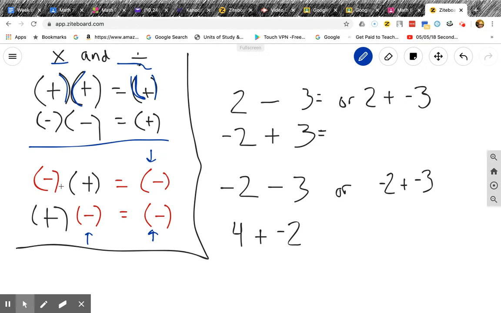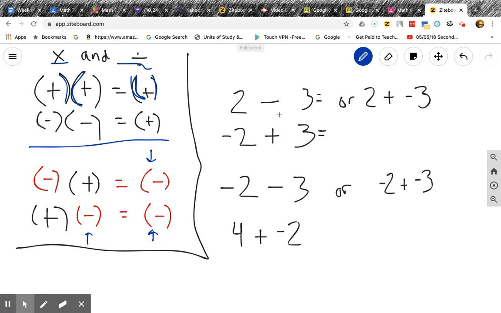All right. Now, for adding and subtracting, there are no rules. A lot of people think that's the rule, that two positives always equal positive. There are no rules for addition and subtraction. You have to understand what's going on.